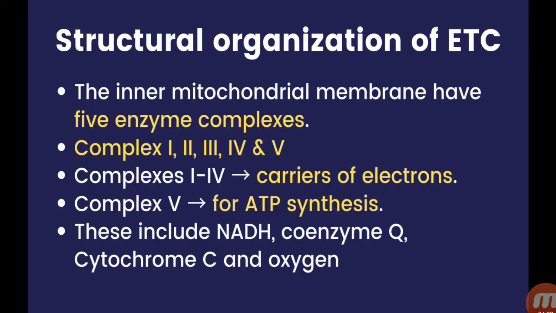Now, when we see the structural organization of ETC, the inner mitochondrial membrane has five distinct enzyme complexes that are denoted as complex 1, 2, 3, 4, and 5. Complexes 1 to 4 are the carriers of electron, and complex 5 is responsible for the ATP synthesis. Apart from these enzyme complexes, they contain coenzyme Q, cytochrome C, and oxygen.